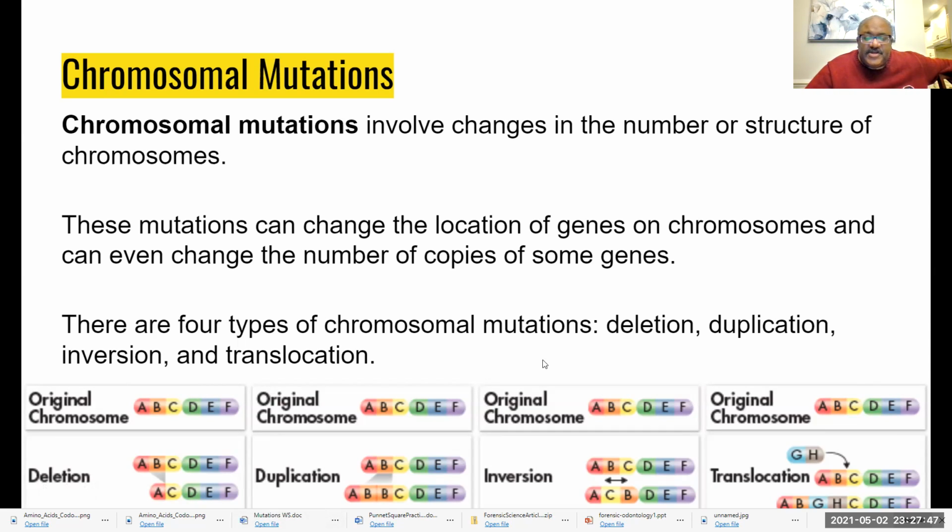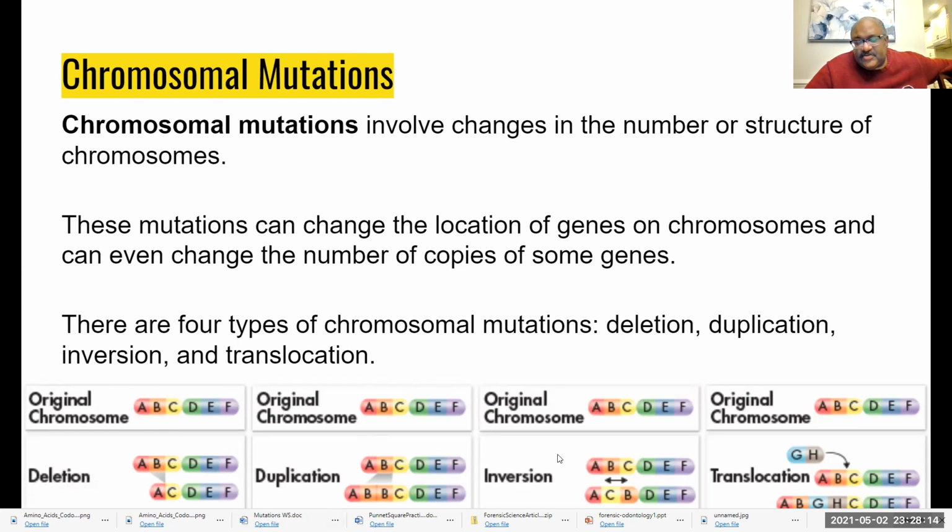There are 4 types of chromosomal mutations: deletions, duplication, inversion, and translocation. It's similar to the gene mutations. A lot of it's self-explanatory. You see the letters. So deletion is when one of the letters is deleted. Duplication is when one of the letters is copied. So you're supposed to just have A, B, C, and you have 2 B's now: A, B, B, C.